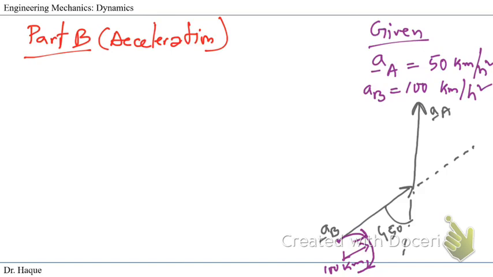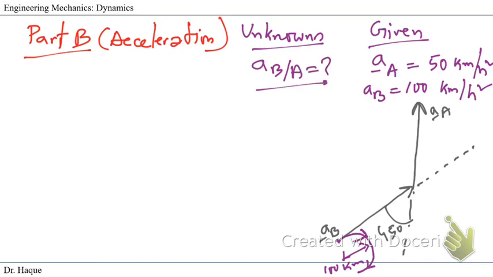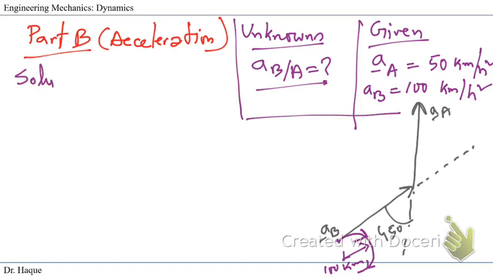To solve this problem, we know that if a plane is moving in a circular direction, we will have a normal component. But before that, let's find what the unknowns are. The unknown is the acceleration of B with respect to A. Okay, so now we have our givens and unknowns. Now I start the solution.